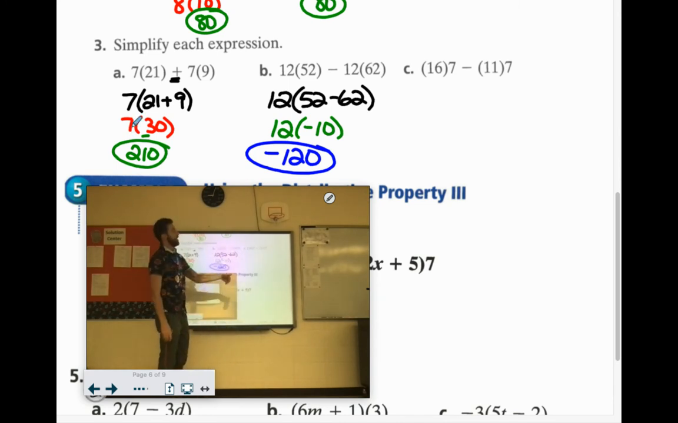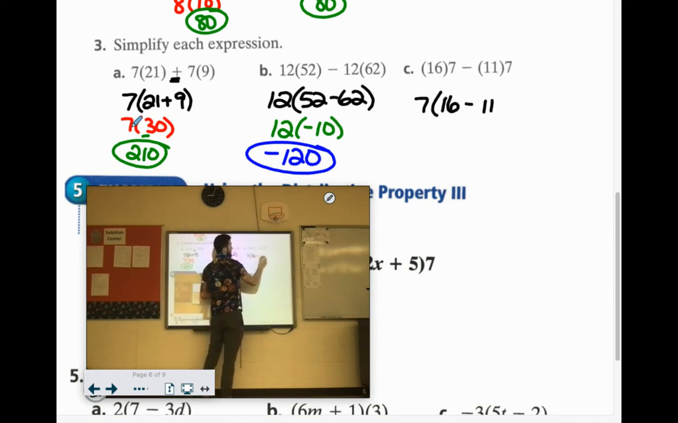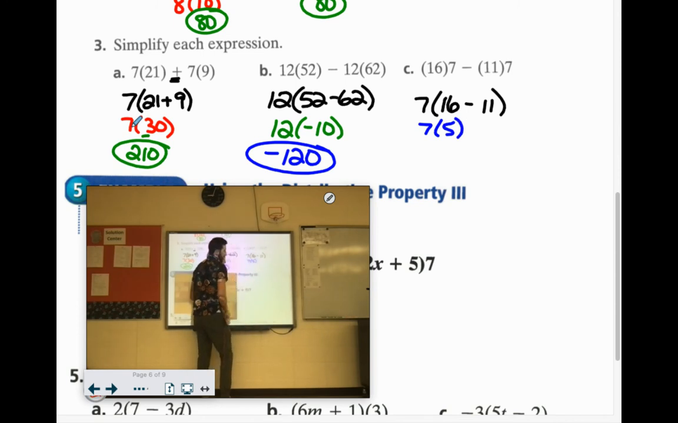16 times 7 minus 11 times 7. They're both with a 7, so we're going to do 16 minus 11. 16 minus 11 is 5, and 7 times 5 gives us 35.